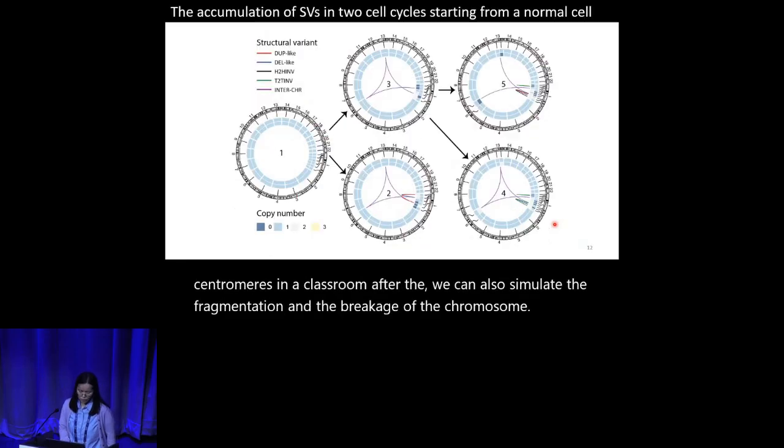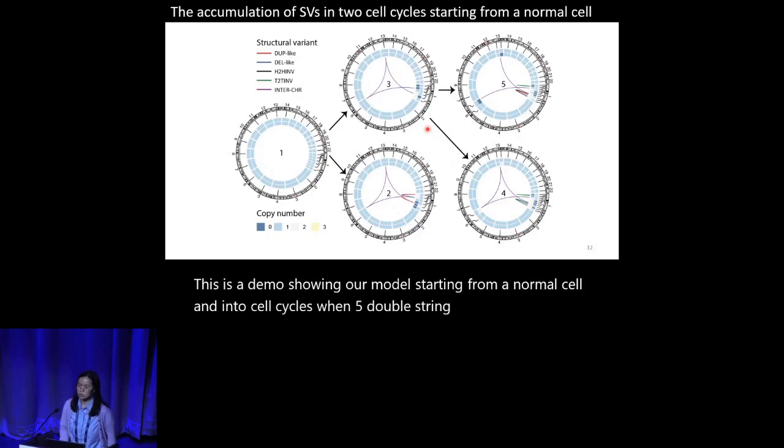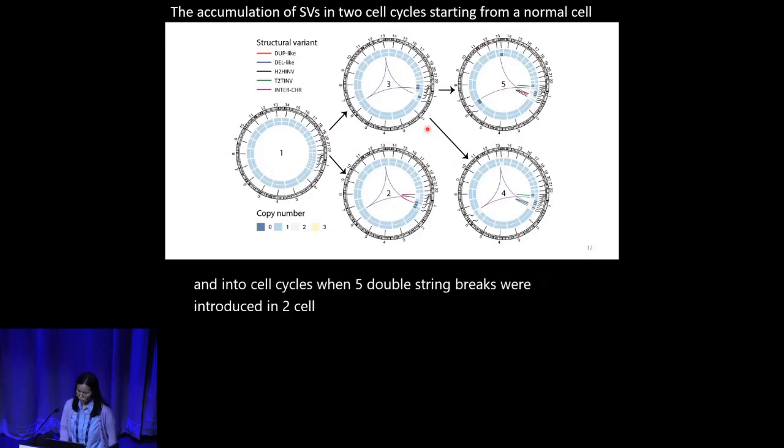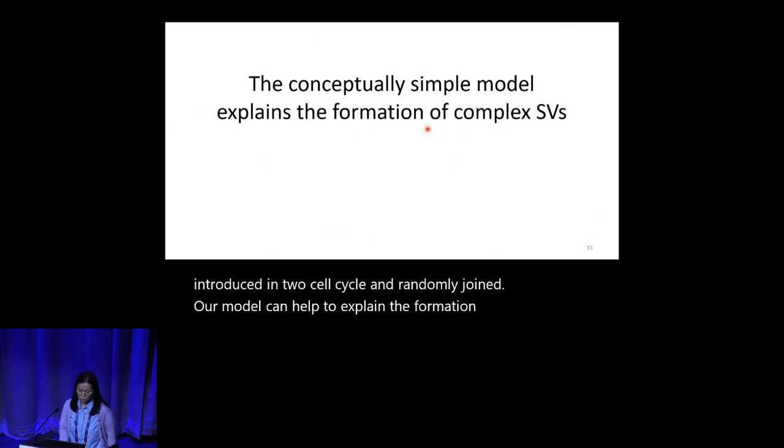This is a demo showing our model starting from a normal cell and over 2 cell cycles, when 5 double-strand breaks were introduced in each cell cycle and randomly joined. Our model can help to explain the formation of complex SVs.